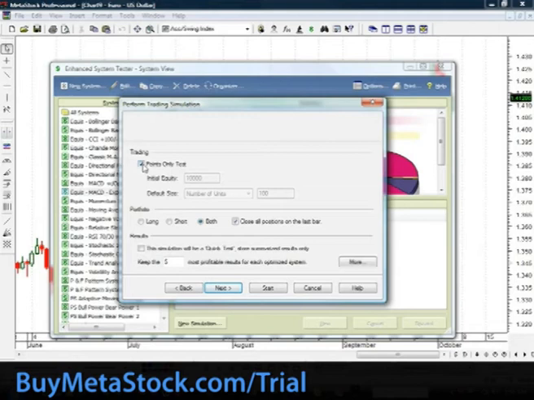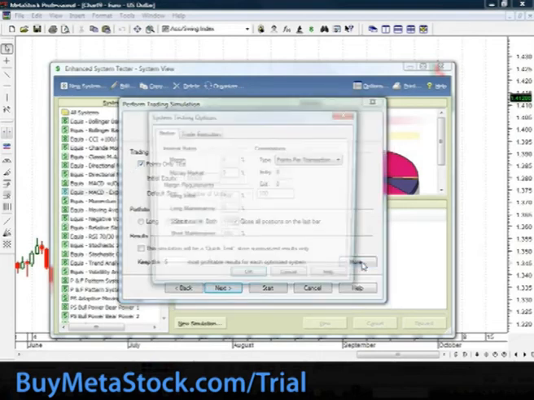Because of that, it's a little bit different than other markets. Most of us are really used to using system testing for stocks and things like that. So here we have a couple of unique things I just want to let you know. The biggest thing: I'm going to leave it as a points only test, and over here on the right hand side, I'm going to click More.